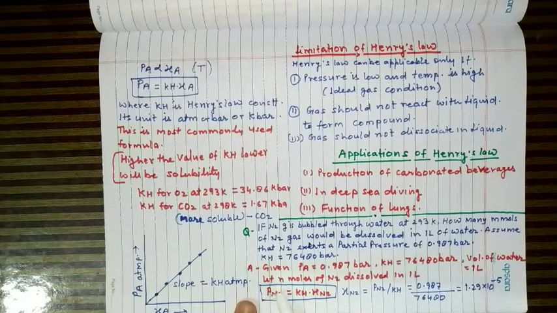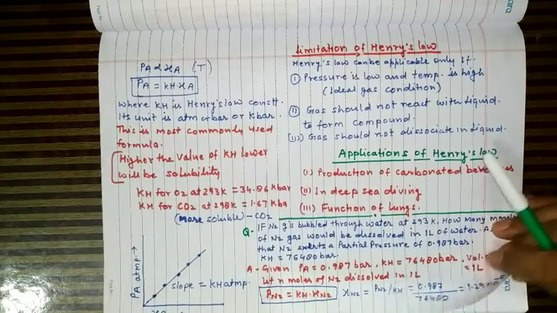Now let the number of moles of nitrogen dissolved in 1 liter be n. So now according to Henry's law, P(N2) equals Kh into x(N2). Now x(N2) will be equal to partial pressure of nitrogen upon Kh. So on solving this we get 1.29 into 10 raised to power minus 5.